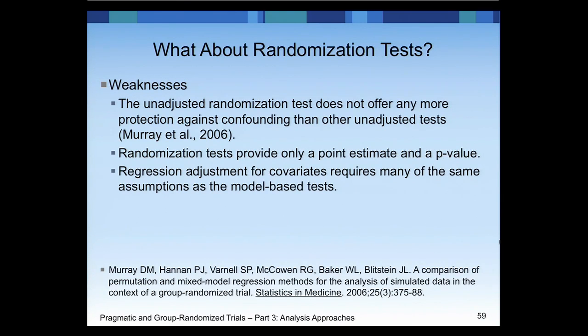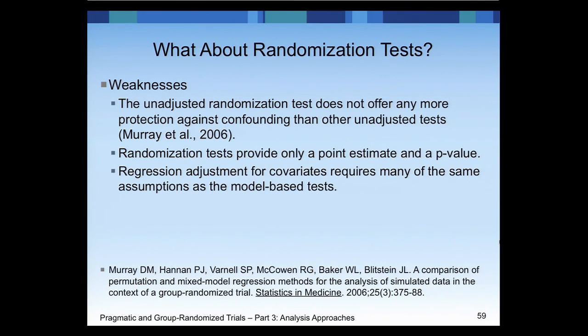The major weakness of the randomization test is that you really just get a point estimate and a p-value. You don't get standard errors, you don't get confidence intervals. The other weakness is that the unadjusted version doesn't provide any more protection against confounding than other unadjusted tests.